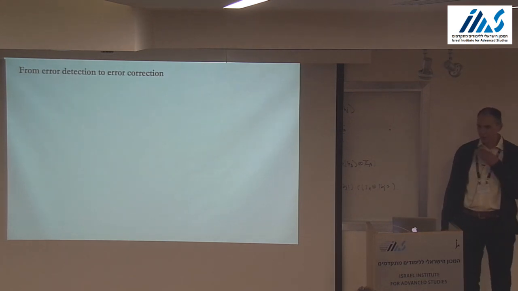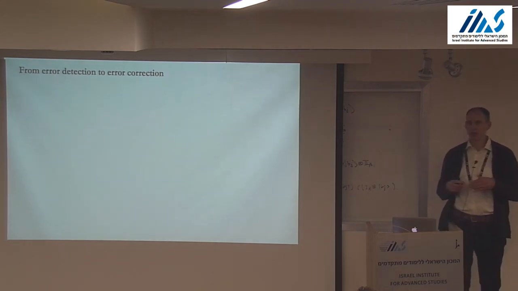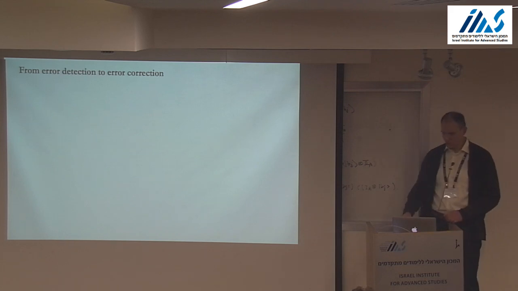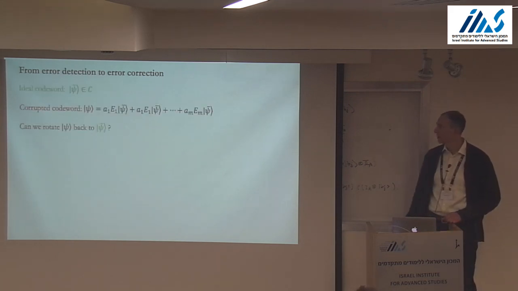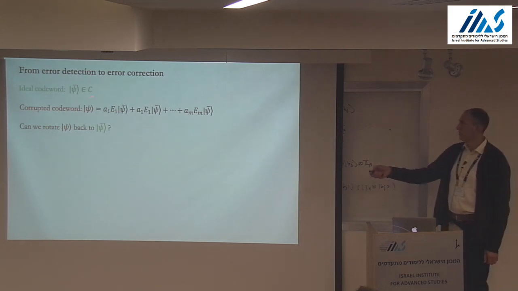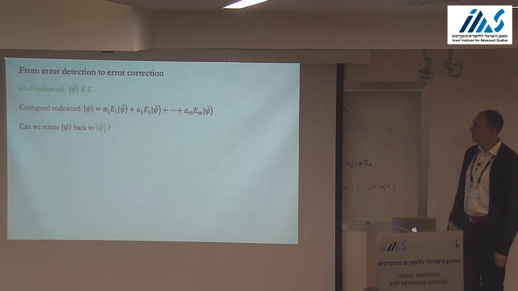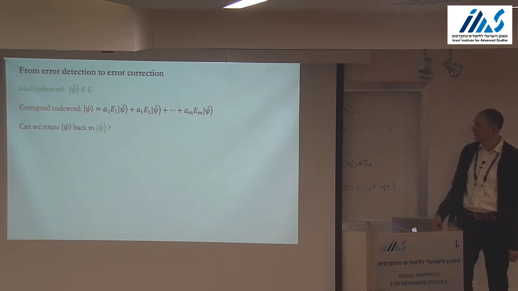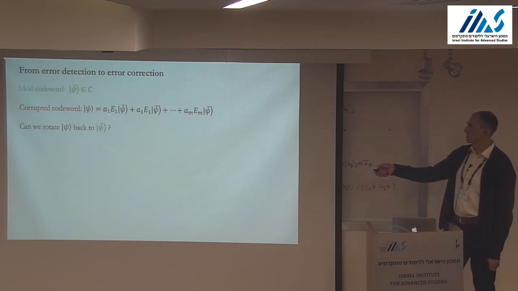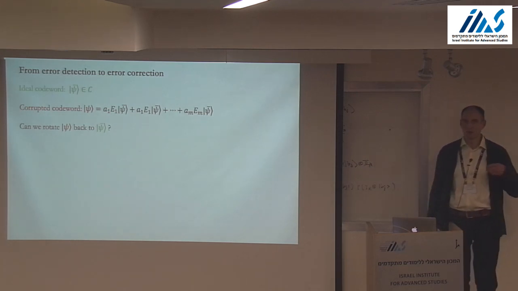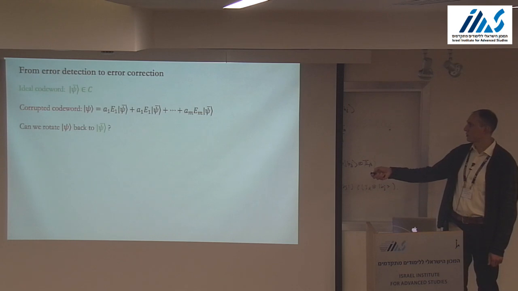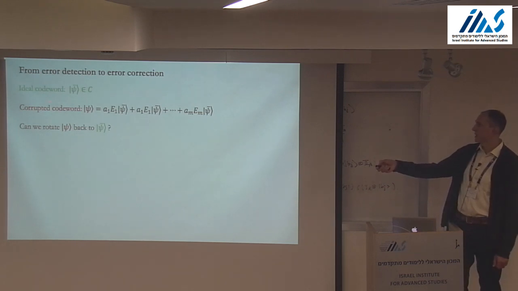And of course, error detection is not very useful in practice because ideally we would like to correct the error, not just to detect it. And so let me explain how error correction works. Say, again, we start from some ideal code word psi bar. And then we get a corrupted code word, which is a linear combination of different errors. And let's say that each error here is some low-weight Pauli error such that the code can detect it. And somehow we would like to perform some operation that maps psi back to psi bar.